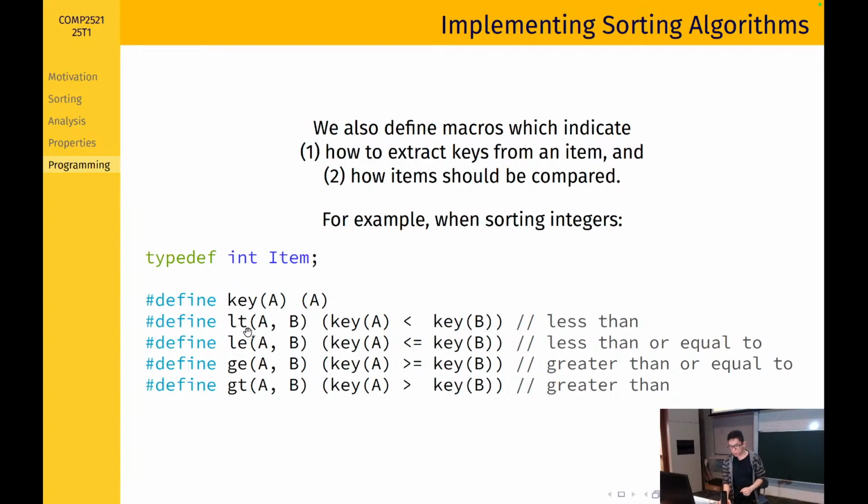So here, for example, we have a macro called LT. When the program is compiling, when it sees a function call to LT, or something that looks like a function call to LT, then it will replace that macro with whatever is on the right. So it'll paste in this expression. Okay.